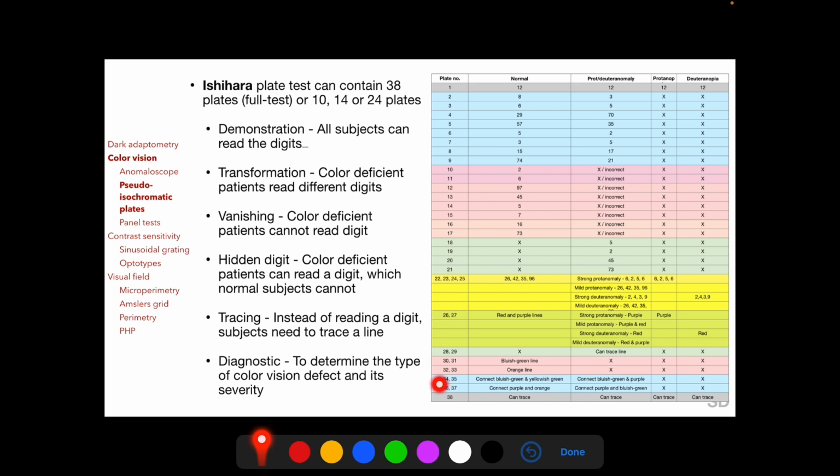Then we have the tracing plates, in which instead of reading a digit, the subject needs to trace a line. Then there are the diagnostic plates to determine the type of red-green color vision defect and its severity.